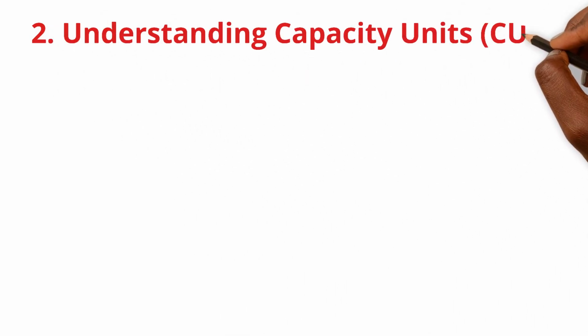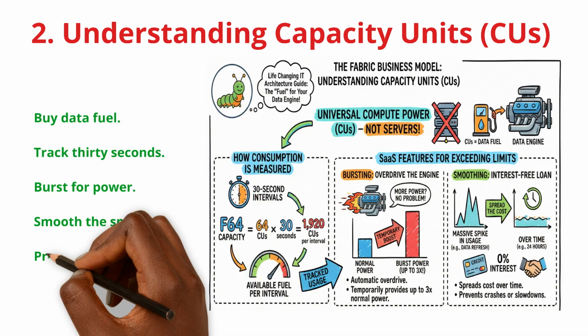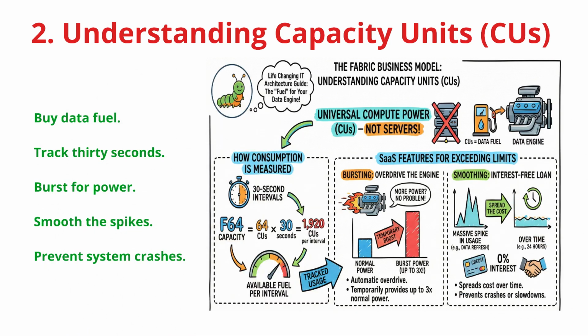Today, our Caterpillar guide is helping us decode the Microsoft Fabric business model. Forget about the old way of buying physical servers. In Fabric, we use universal compute power, measured in capacity units, or CUs. Think of CUs as the fuel that powers your data engine. Consumption is measured in precise 30-second intervals. For a standard F64 capacity, you have a set budget of 1,920 CUs to spend every 30 seconds.